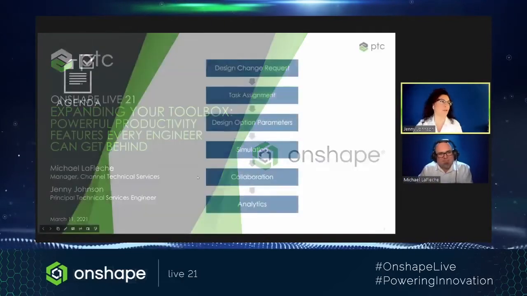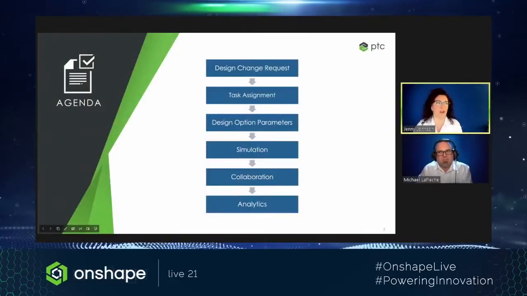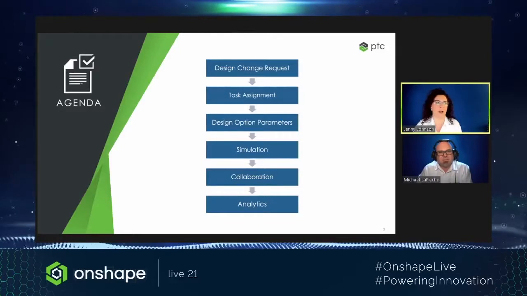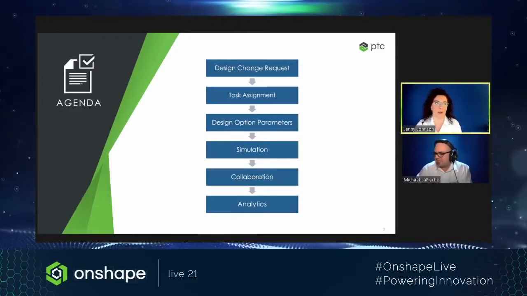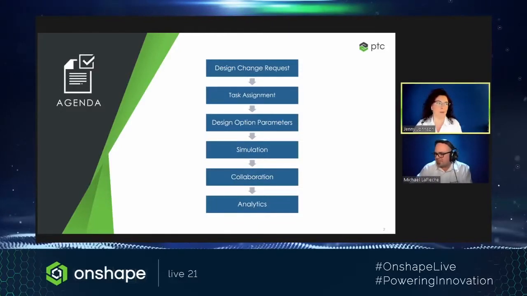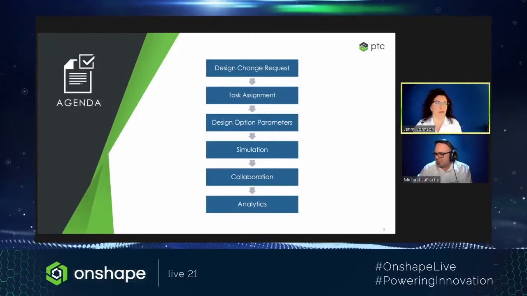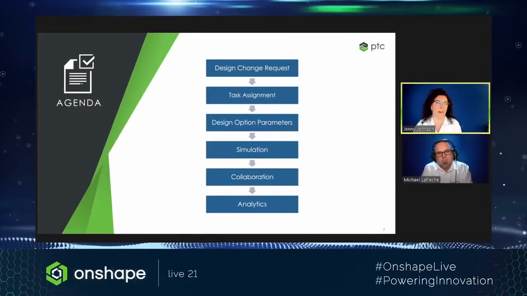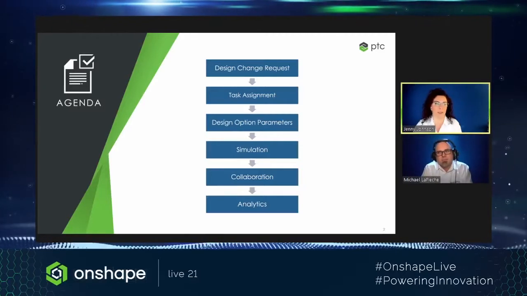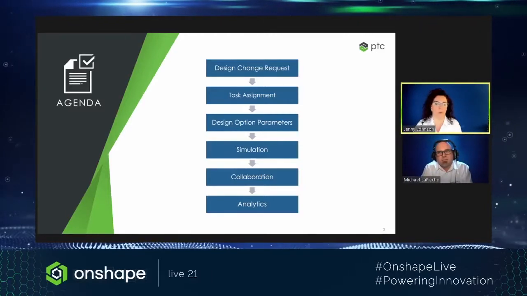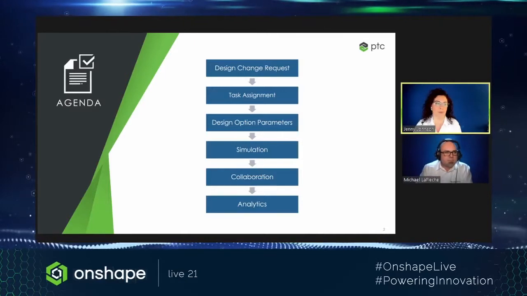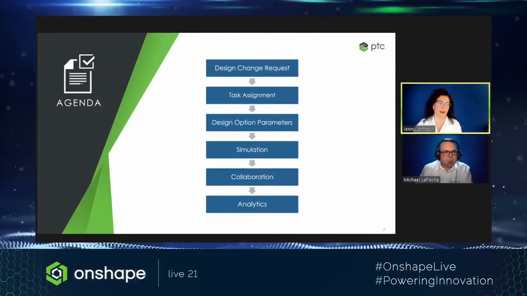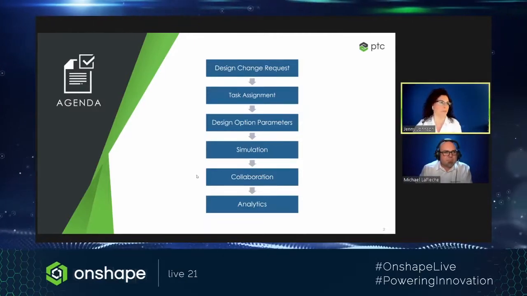We'll be taking you through an agenda today. We're going to start with a design change request and how you can communicate those within the Onshape platform. I'm going to assign Mike a task. He's going to go through some design option parameters using our configurations. He's also going to run a simulation. We'll show you the wealth of collaboration tools that we have within the software, and then we'll wrap back up with analytics here at the end.